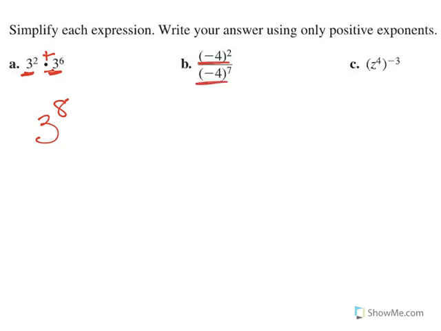Here we have the same base, -4, and we're dividing, right? We have a fraction. Don't forget that that really is a division bar.